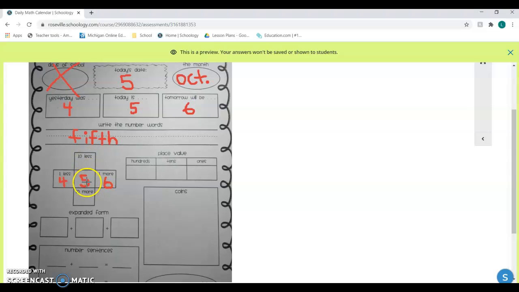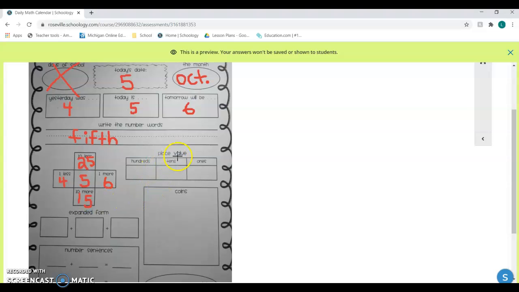10 less. Now here is where it gets tricky. I would not expect them to know negative numbers. So this is where you pull out a calendar and you look, and if you count back 10 days, you would come to September 25th. So I'm going to write 25 here. And then 10 more is obviously 15.